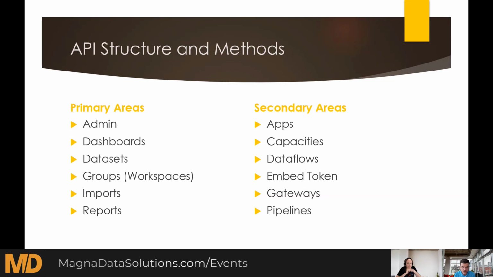So admin has its own section, and some of our calls have properties that allow us to make organization-wide changes which require admin rights. Dashboards accesses the dashboards that we might have inside of our tenant. The data sets, of course, for data sets. Workspaces are known as groups inside of the API structure.